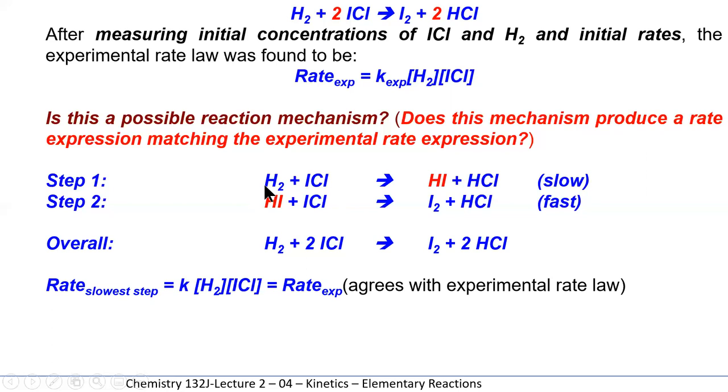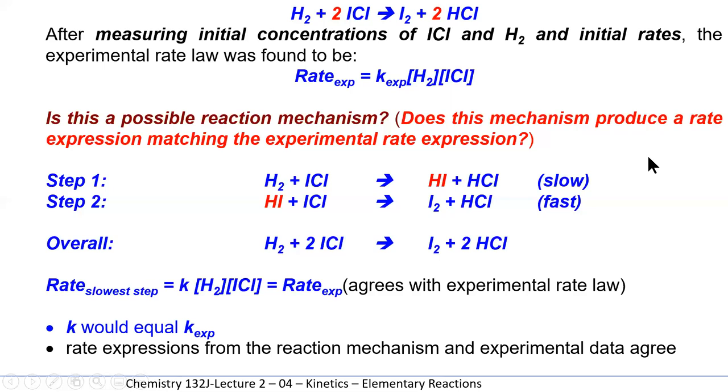So in this case, the rate of the slowest step would be derived from this first step. So it's k times the concentration of hydrogen times the concentration of iodine chloride. So that does agree with the experimental rate law that we looked at. So that is a possible mechanism. And the k would equal the k value from the experimental step. Rate expressions from the reaction mechanism and the experimental data do agree. So, possible mechanism.